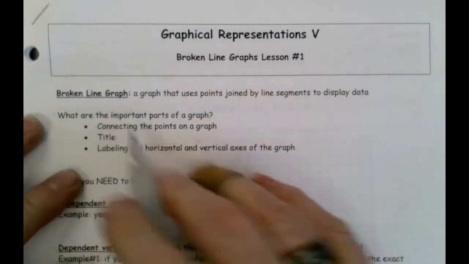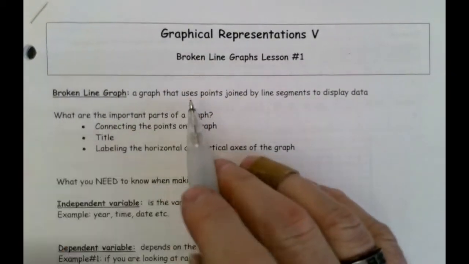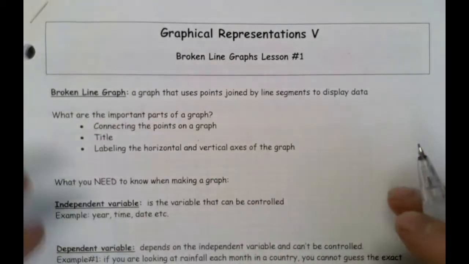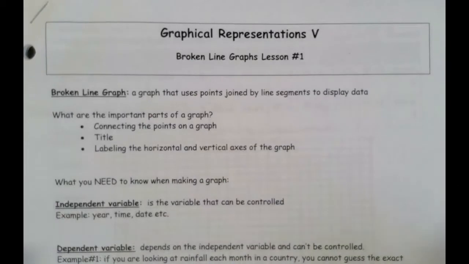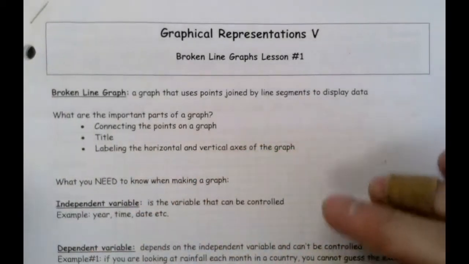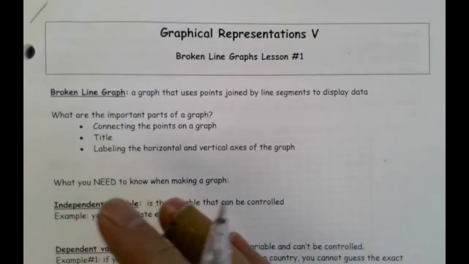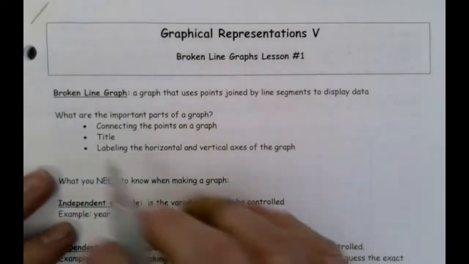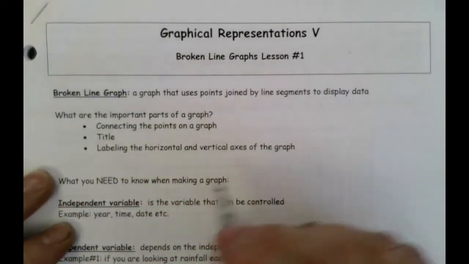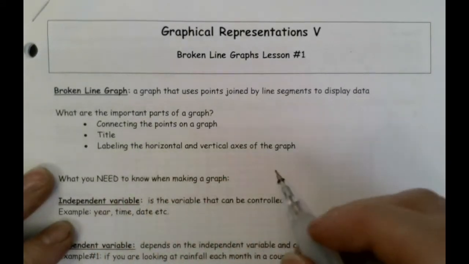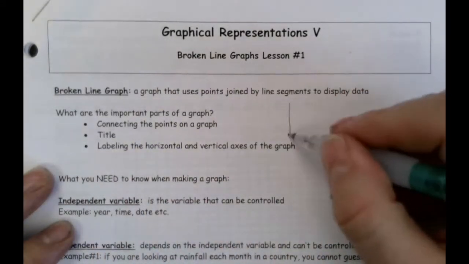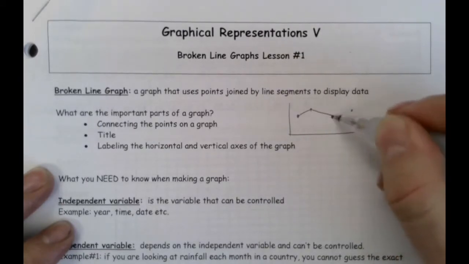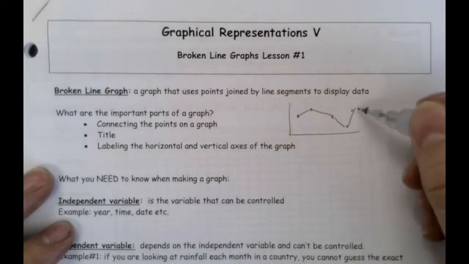What a broken line graph is, like it says here, is a graph that uses points joined by line segments to display data. Often it's used to show how a value might change over time, but it can be used to compare all sorts of different things. So, what are the important parts of the graph? First of all, connecting the points on a graph. We're going to have these little dots, we're going to have points, and we're just going to connect those points.